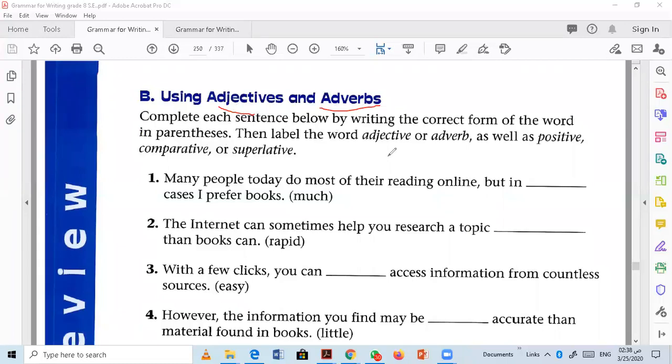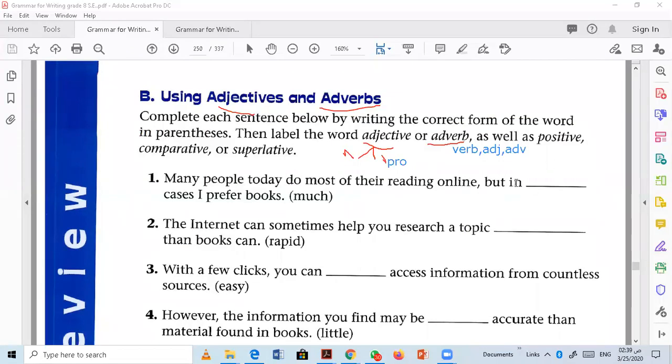Complete each sentence below by writing the correct form of the word in parentheses, then label this word whether it's adjective or adverb. If you remember, we said that an adjective describes a noun or a pronoun. But we said that an adverb describes a verb, adverb, adjective, or another adverb.